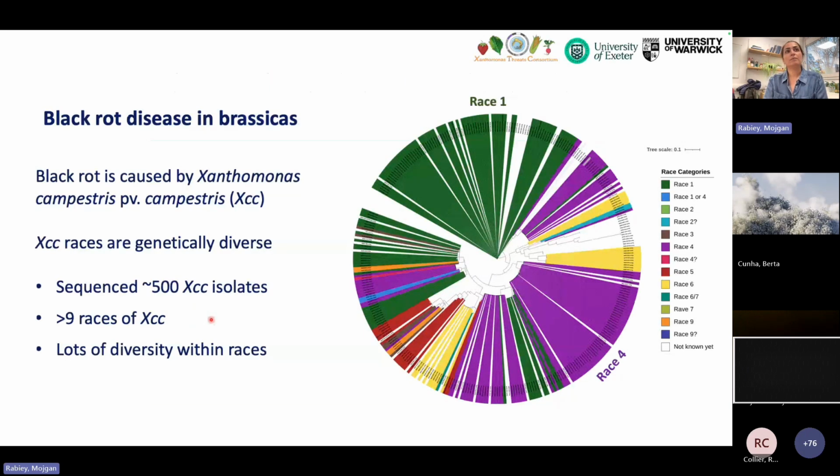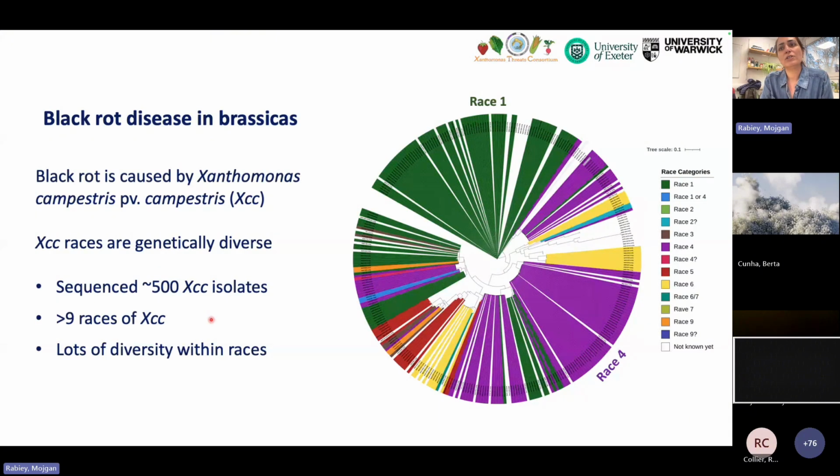One of the pathogens that we work on is Xanthomonas campestris. It's a bacterial pathogen causing black rot disease in vegetable brassicas. The University of Warwick, in collaboration with Exeter University as part of the Xanthomonas Threat Consortium, sequenced around 500 of these XCC isolates. And they found that these XCCs are quite genetically diverse. There are at least more than 9 races around, and each race has its own pathogenicity and virulence. Therefore, this is a very complex disease.